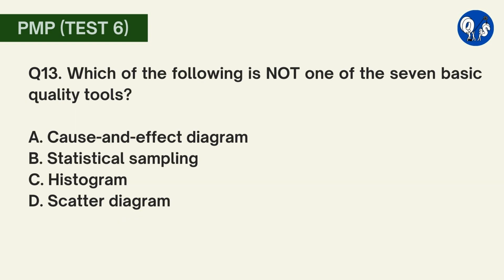Question number 13. Which of the following is not one of the 7 basic quality tools? A. Cause and effect diagram, B. Statistical sampling, C. Histogram, D. Scatter diagram. Here option B is correct. Statistical sampling is a quality control technique, but it is not one of the 7 basic quality tools. The 7 basic quality tools are cause and effect diagrams, control charts, flow charts, histograms, Pareto diagrams, check sheets, and scatter diagrams. Options A, C, and D are incorrect because these items are part of the 7 basic quality tools.